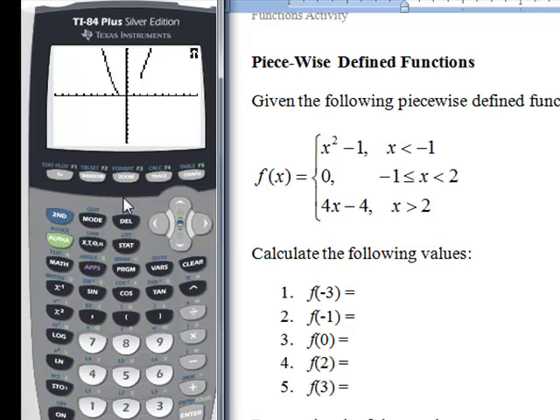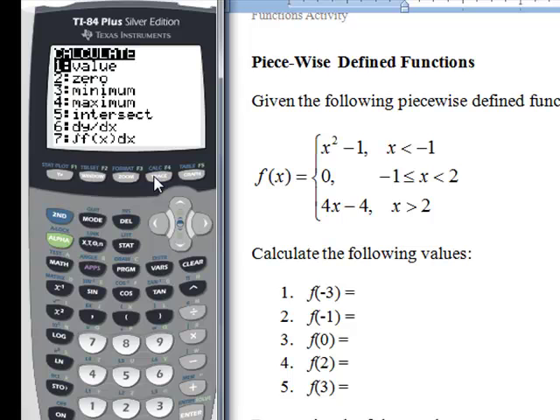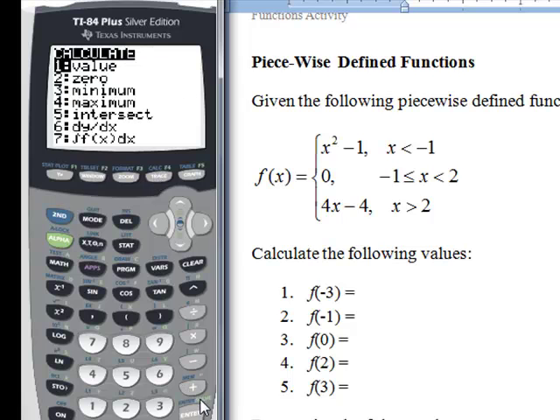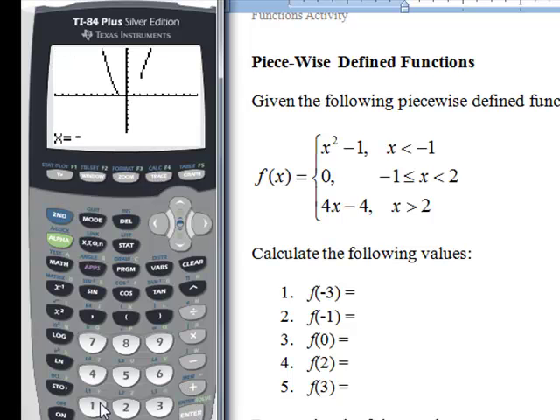Now, to calculate those values, we're down to the second part. They asked us for f of negative 3. That's the output when x equals negative 3. So you do 2nd CALC, value, negative 3, enter, and you get 8. We can do that again for each of these inputs. So 2nd CALC, value, negative 1. And we get 0, because when x is equal to negative 1, the function is 0.